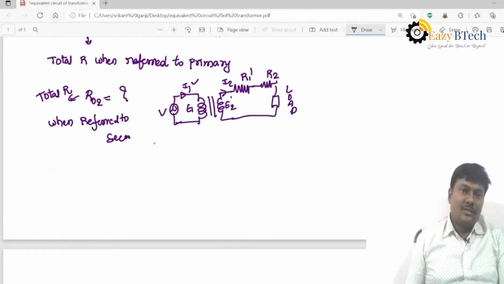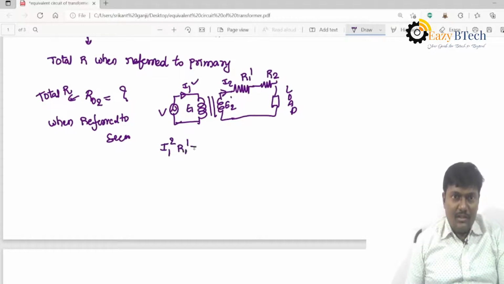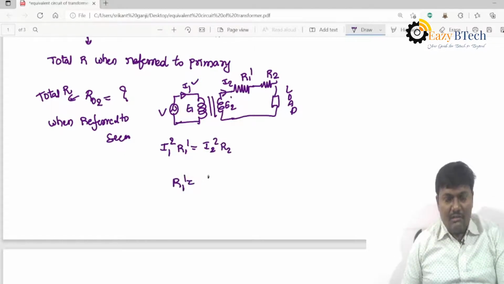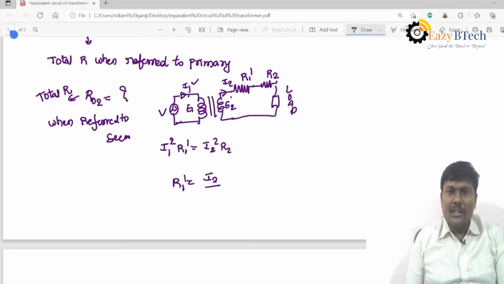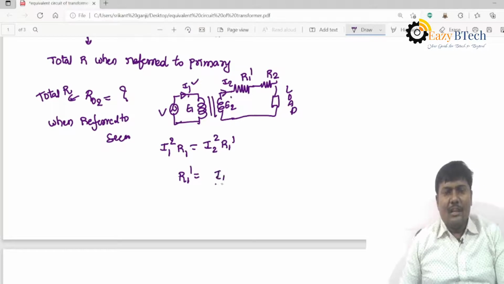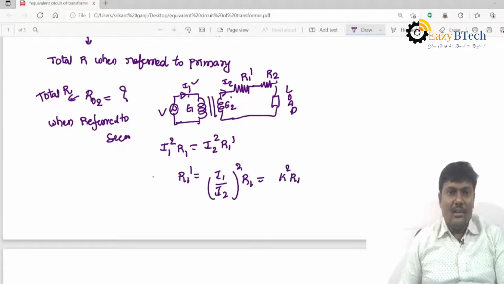Before shifting, the power loss in R1 is I1 square R1, and after shifting it should equal I2 square into R1 dash. We want to shift the primary winding resistance to the secondary side: I1 square R1 equals I2 square R1 dash. Then R1 dash is equal to (I1 by I2) whole square into R1, that is K square times R1.